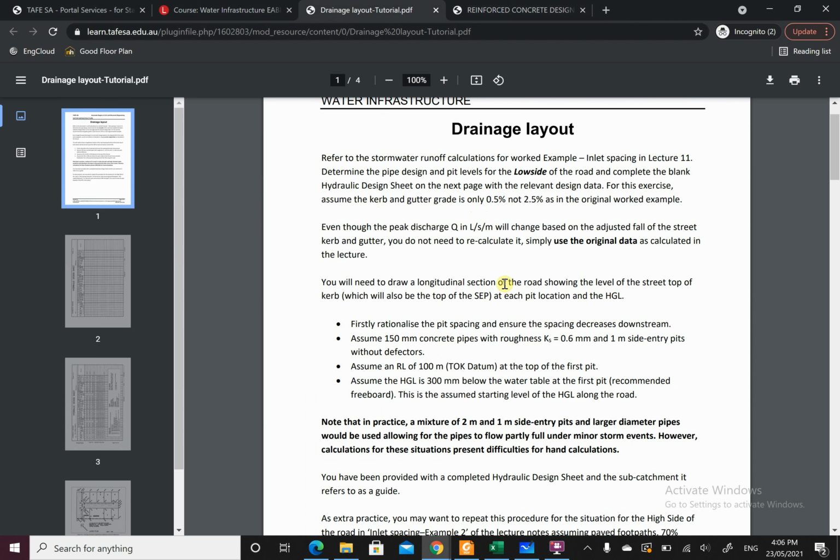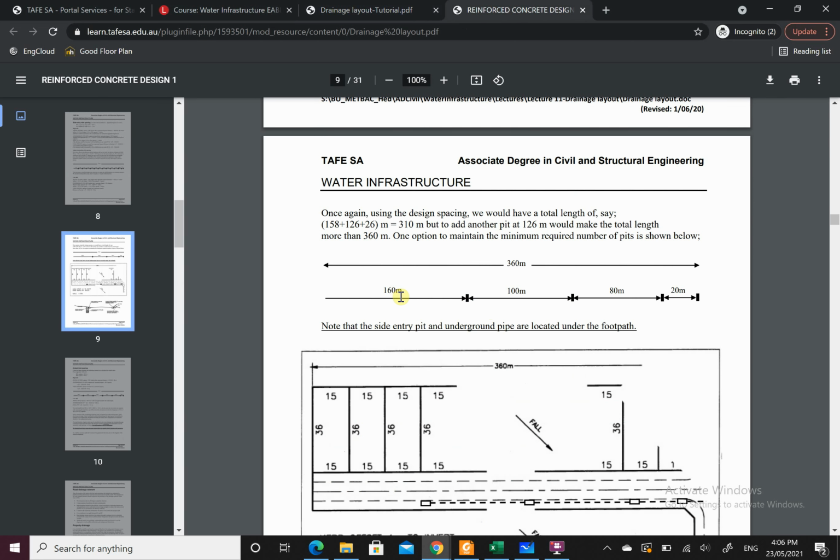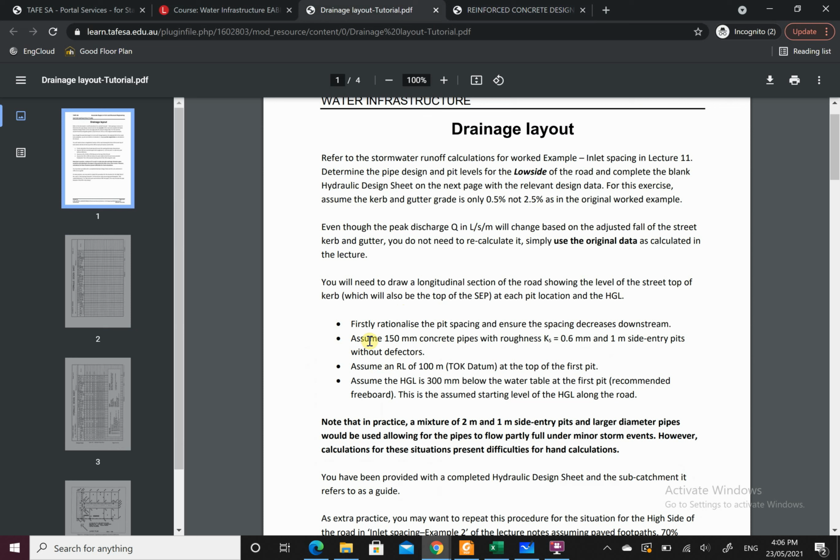The other thing you need to look at from here is that we're going to rationalize our pit spacing. That's given to us in the question here. We're taking 160, 100, 80, 20. We're assuming 150mm concrete pipes. We've got a roughness factor here, 1 meter SEPs with no deflectors, so we can work out our catchment for them.